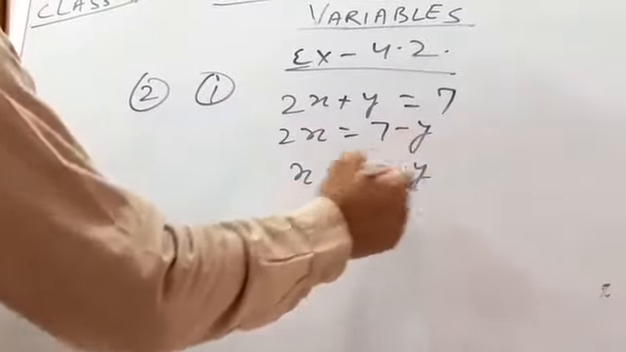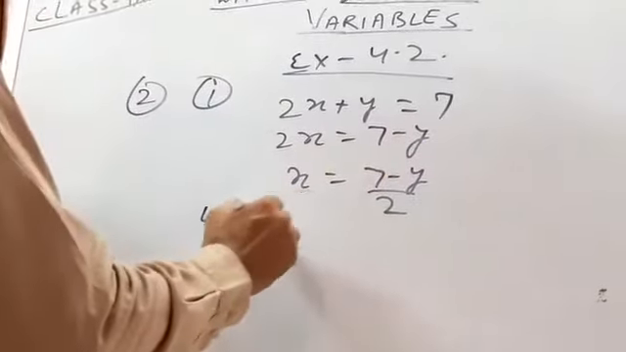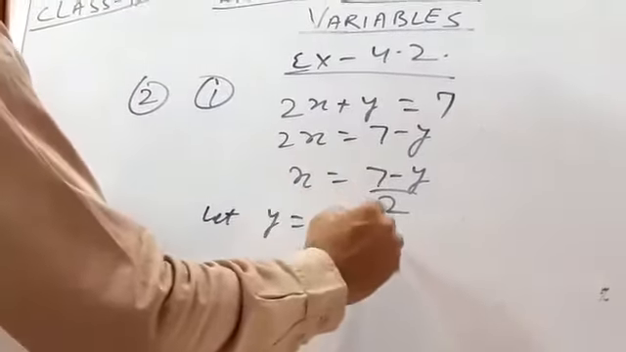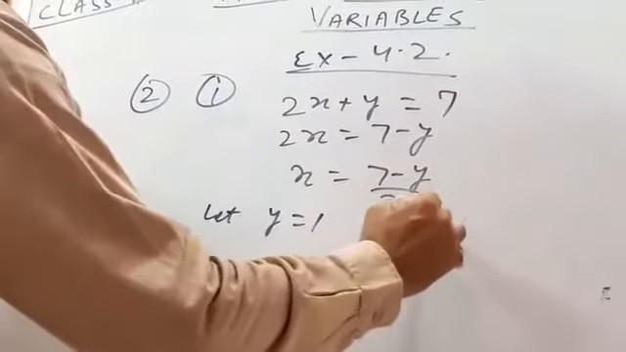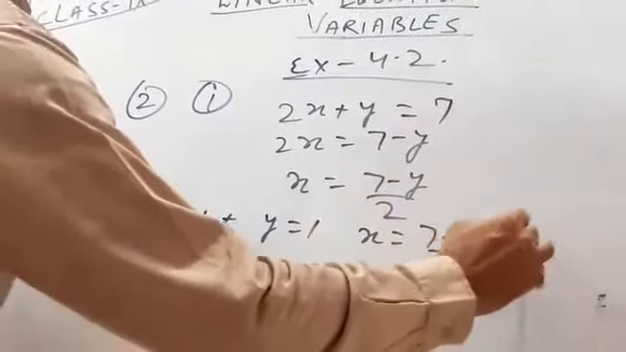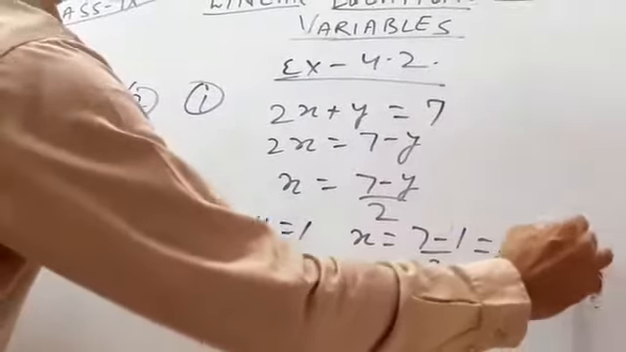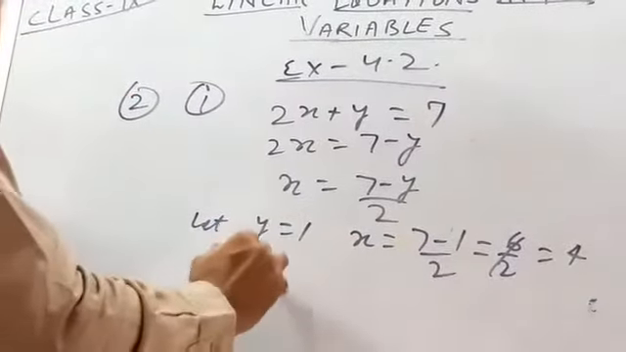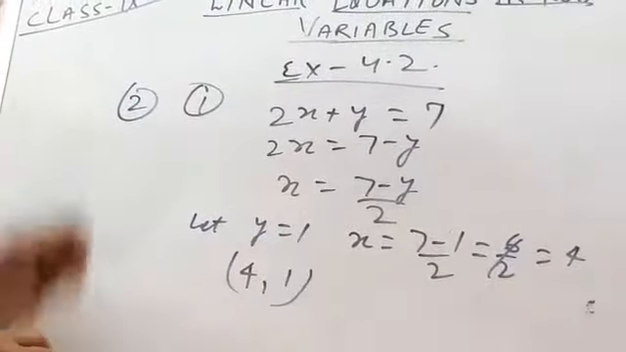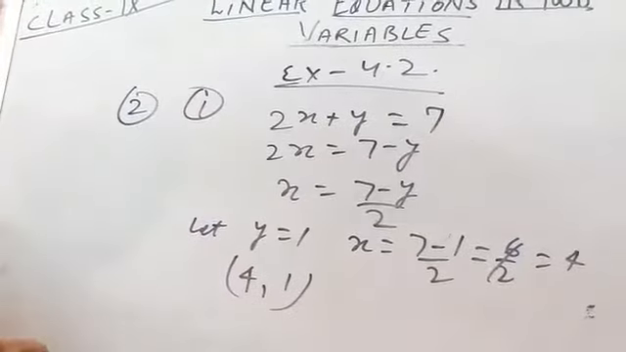Suppose we take y = 1. So what is x? x = (7 - 1)/2, which gives 6/2, which gives you 4. So what is the first solution? It is (4, 1). So this way you can go.